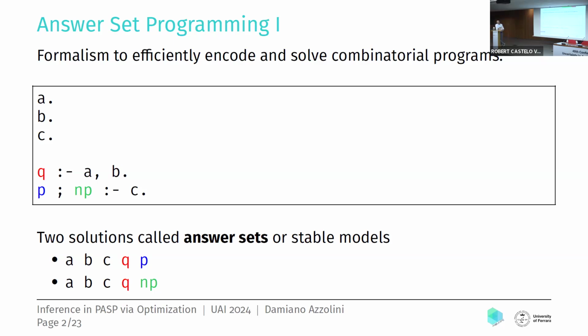Given this program, we can compute its answer sets, meaning we can compute the solutions that this program describes. We get 2 solutions, which are called answer sets or stable models. In the first solution, we have A, B, C, since they are known to be true. Then we have Q and P. And in the other one, we have A, B, C, Q, and NP.